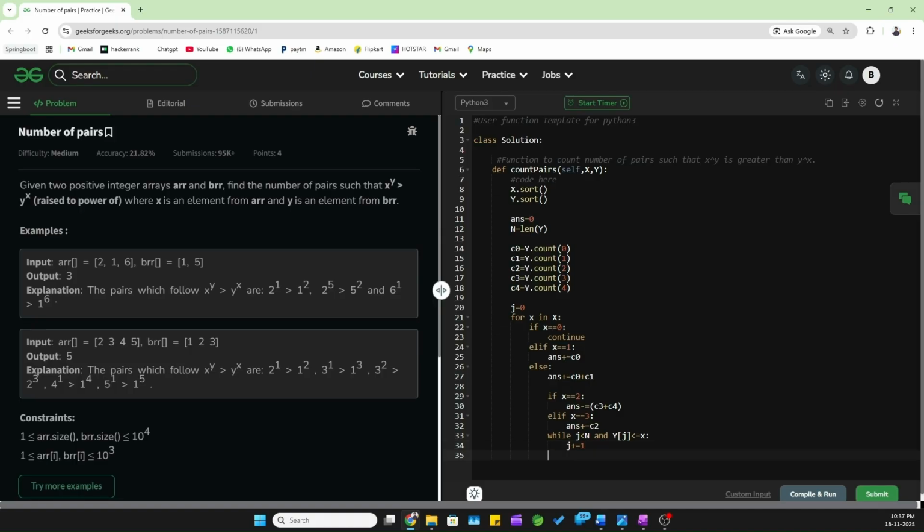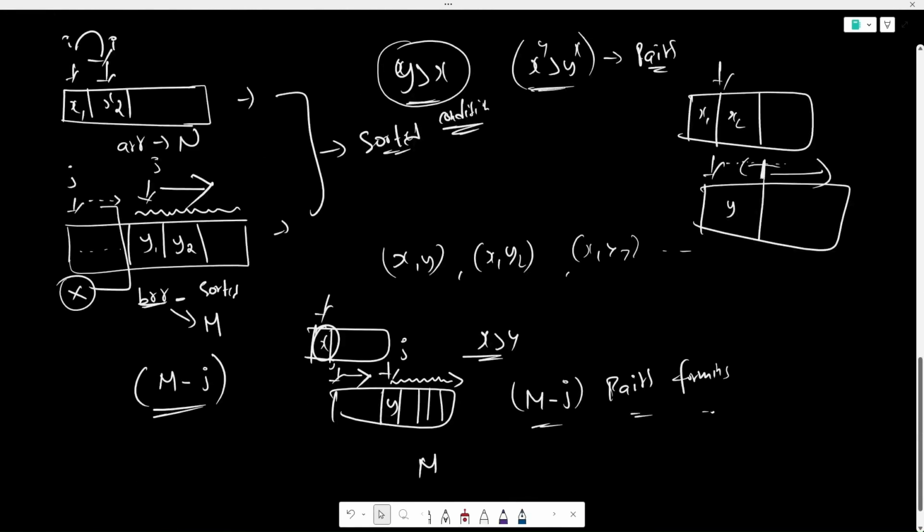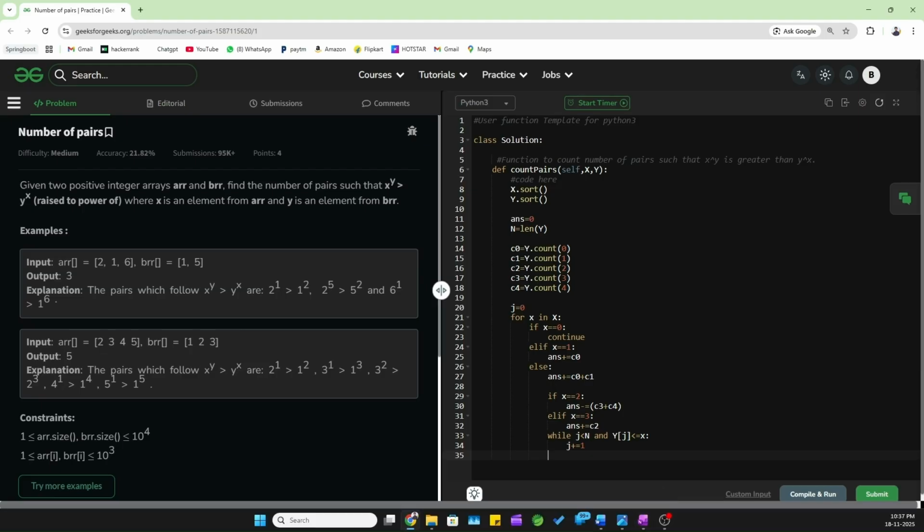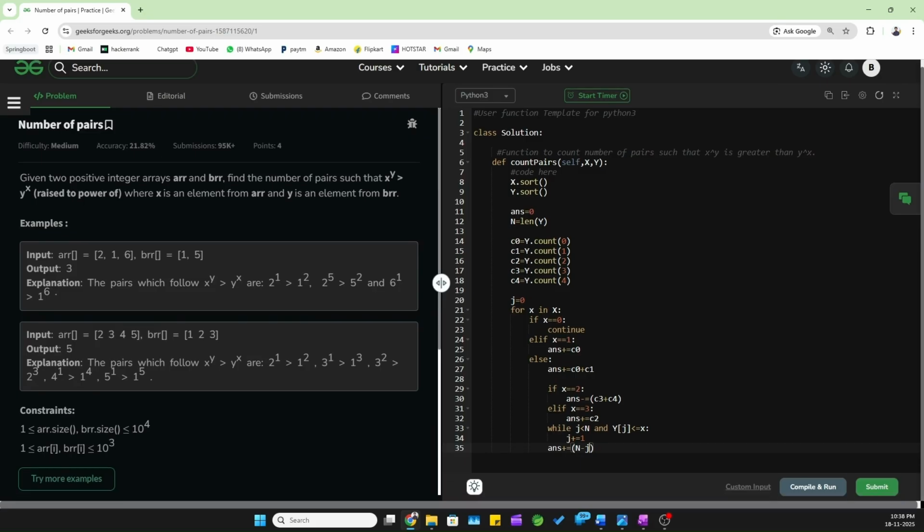So after getting there, what I need to do? I need to just add n minus j number of pairs. That's it, right? So whenever my pointer goes and reaches here, these many pairs I need to add. That's it. So answer plus equal to n minus j. That's it. So here we have handled all the cases.